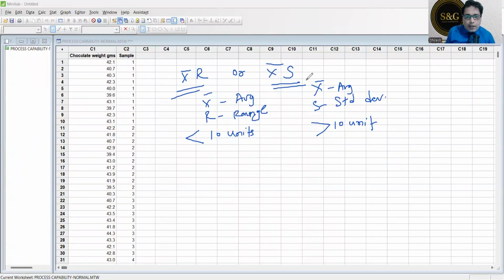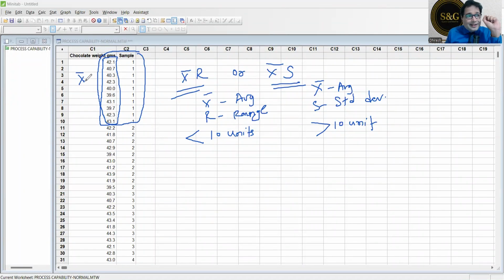Now here, let's take the first sample. Let's take the first 10 samples. Okay, these are the first 10 samples. So for X bar, the software will calculate the average of these entire 10 data points. Are you understanding? Just focus here. Now just focus here.